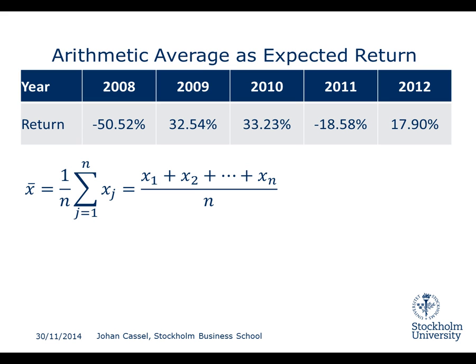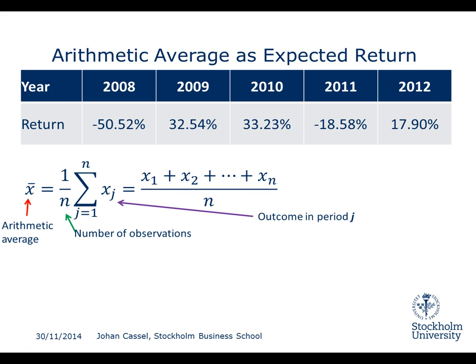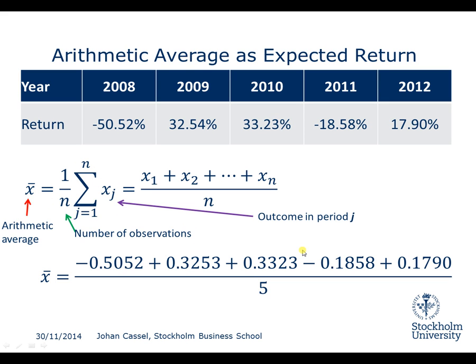So instead of expected return, where we also needed the probabilities, we're going to use what is called the arithmetic average. And that's just the normal average that you think of. You add up all numbers, all observations, and then you divide it by the number of observations. So we denote it by x bar. This thingy above is called bar. And we call that arithmetic average. n stands for the number of observations. xj stands for the outcome in period j. So the summation says that we should sum all outcomes and then divide it by n, the number of observations.